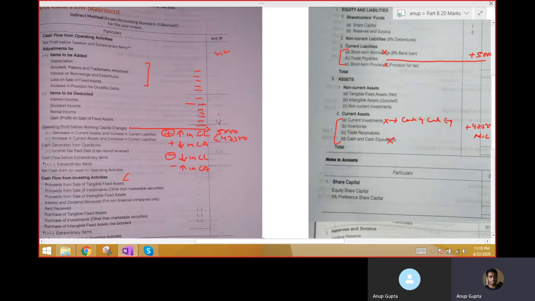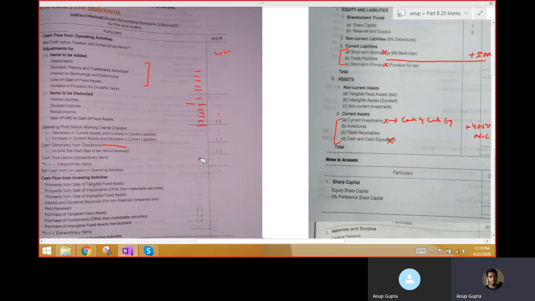Whatever the amount you get here, you do the adjustment, add this thing, and you get cash generated from operation. Finally, you get cash generated from operation. What you do is subtract income tax from there. Whatever cash generated from operation, you subtract the income tax, and then you subtract extraordinary items. Finally, you will get the operating activity. So this is how it is done.